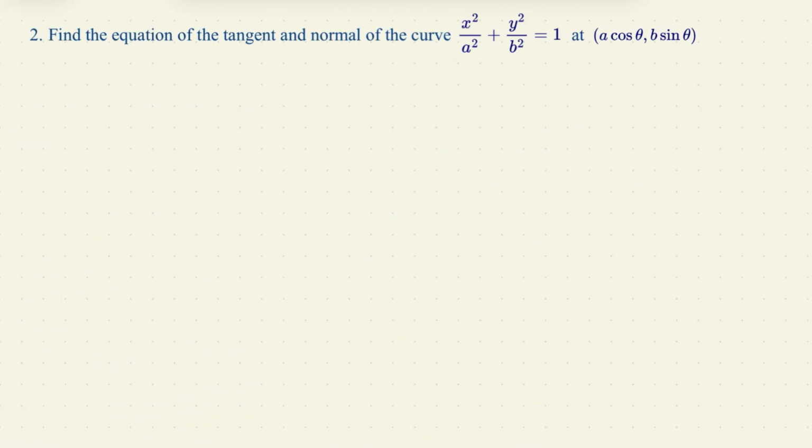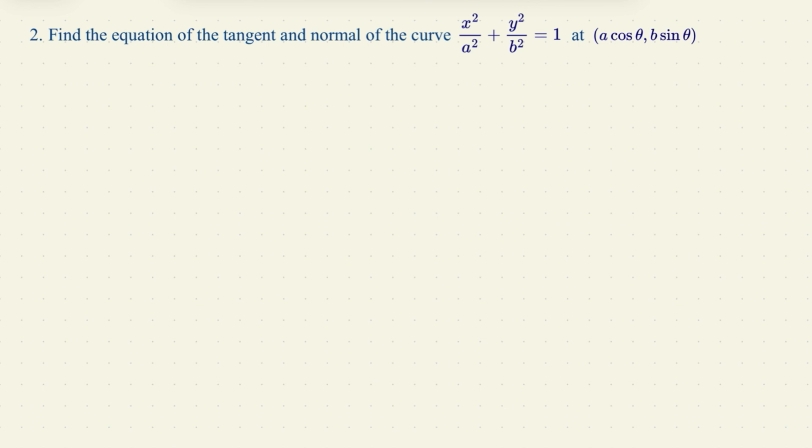Question 2. Find the equation of the tangent and normal of the curve x square over a square plus y square over b square equals to 1 at the point a cos theta and b sin theta. So this is the equation of the ellipse. So let us differentiate the given equation.